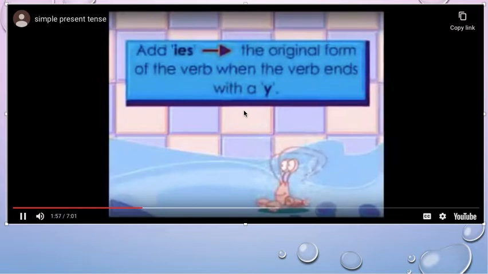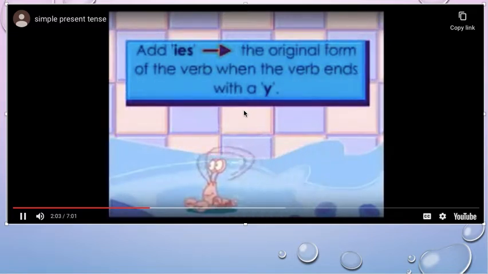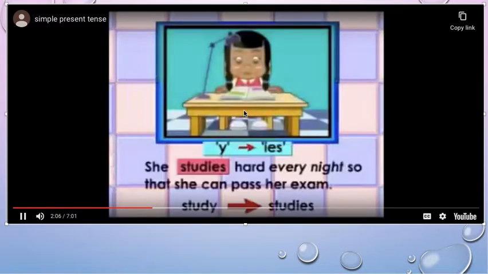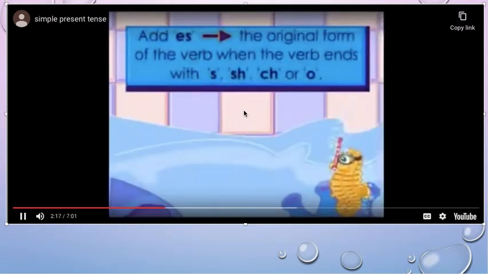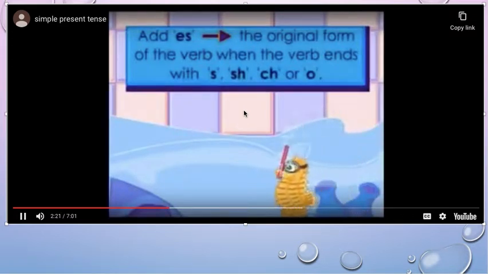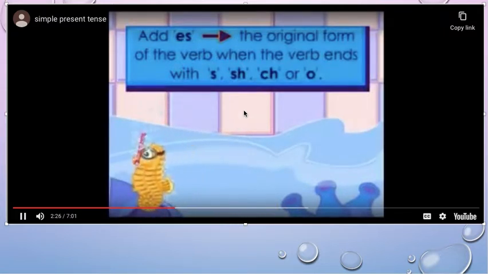We add ies to the original form of the verb when the verb ends with a y. She studies hard every night so that she can pass her exam. Study, studies. We add es to the original form of the verb when the verb ends with s, sh, ch, or o. Take a look at the examples.